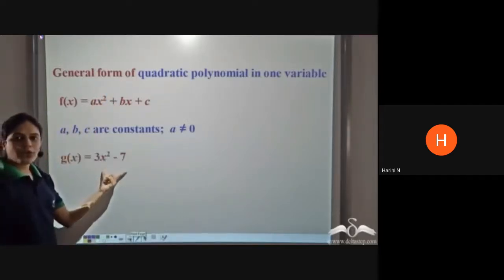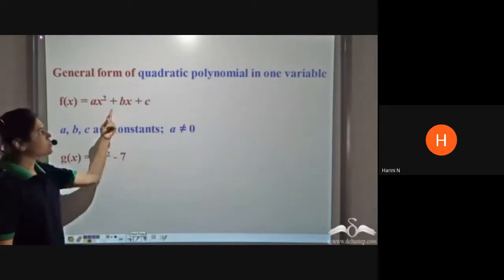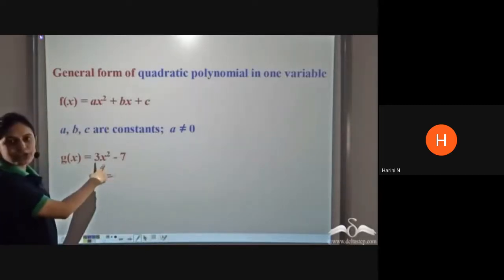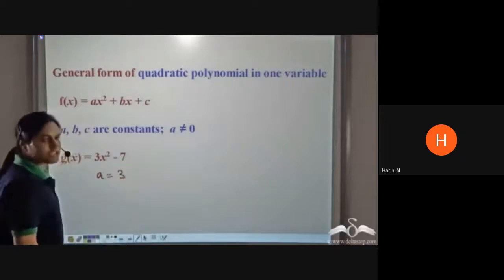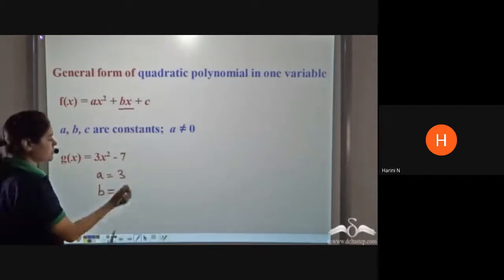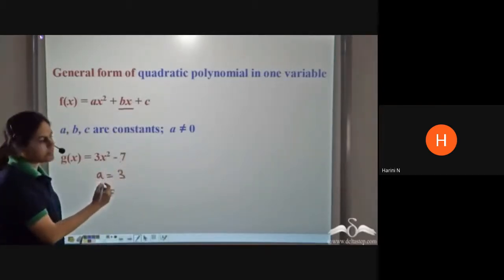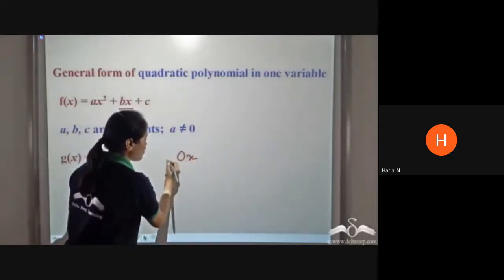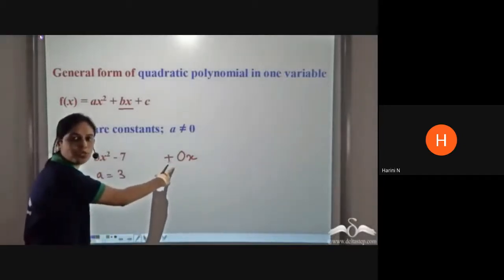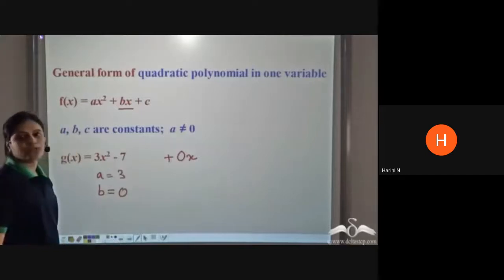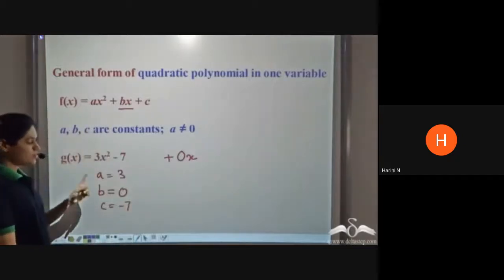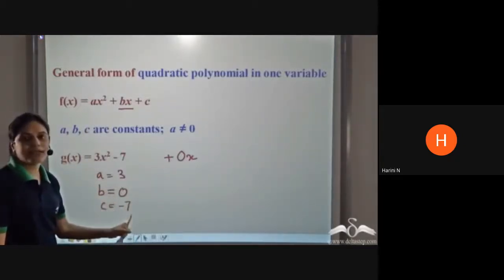Now this is a quadratic polynomial, 3x square minus 7. So compare it to the general form. A is equal to the coefficient of x square, which is 3. What is b? B is the coefficient of x, but we do not have any x term here. So we can consider a 0x to be added. So the coefficient of x is actually 0. So b is 0. C is -7. So A is 3, B is 0, C is -7.